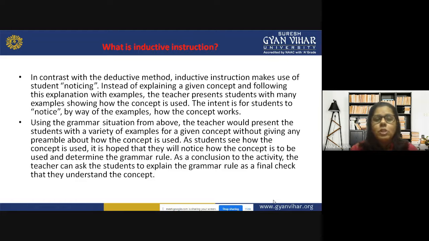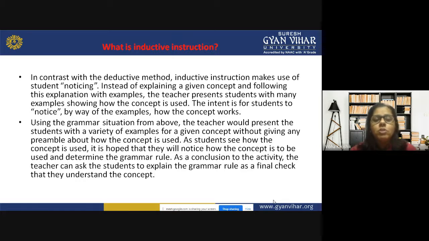Following this explanation with examples, the teacher presents students with many examples. The teacher will present in front of the students a number of examples showing how the concept is used. The intent is for students to notice, by way of the examples, how the concept works.